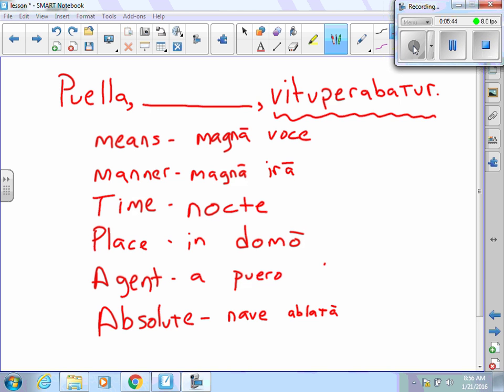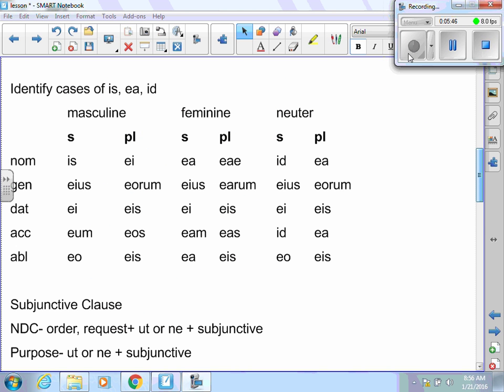Identifying cases of EC and ID. You have a couple of examples of these that are going to be throughout the translation that you have. Make sure that you peek at this construction. Don't think that it's going to be necessary for you to memorize too much. Remember that the genitive has an IUS, the dative has an I for the singulars. Other than that, it pretty much follows what you would expect for first, second, and third declension endings. Or there are no third declension endings, it's all first and second declension endings.